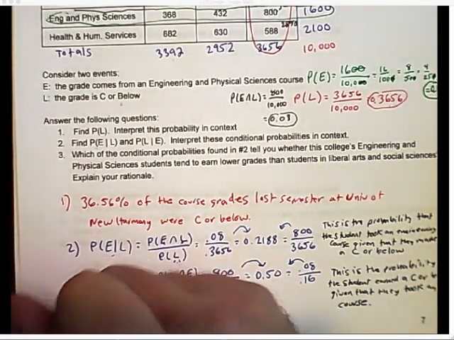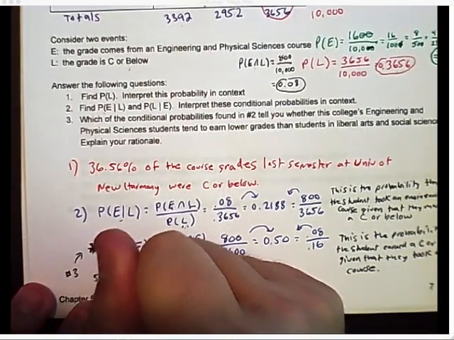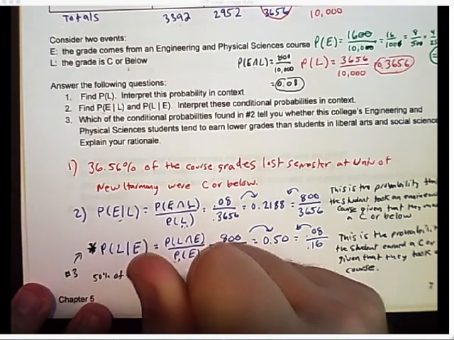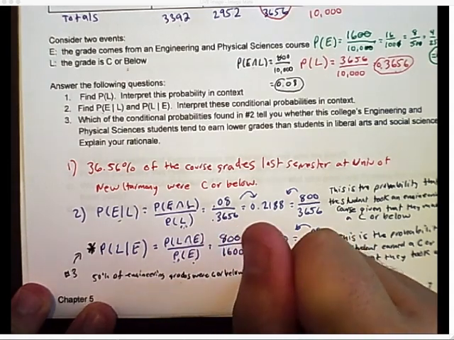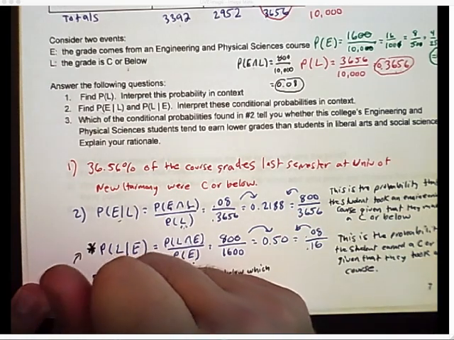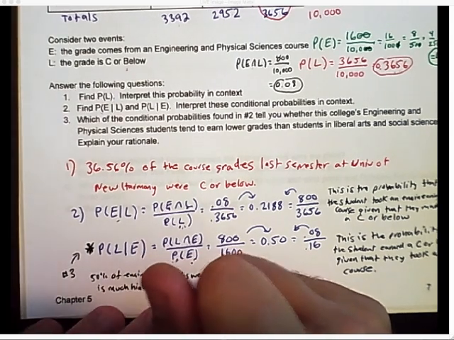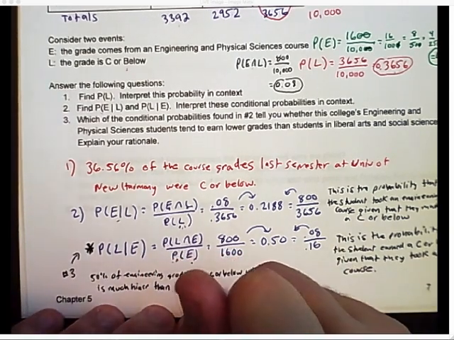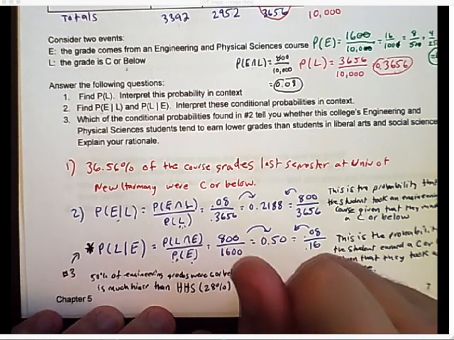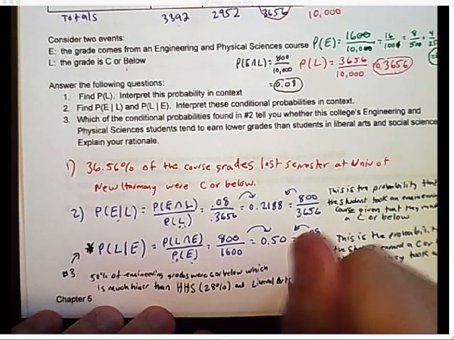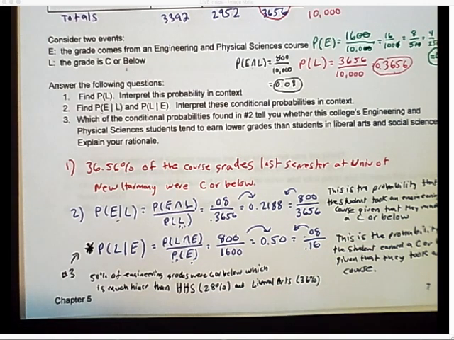All right, so number 3. You could say something like 50% of engineering grades were C or below, which is much higher than health and human services, where only 28% of students earned a C or below, and liberal arts, which was 36%. So you could explain it something like that.